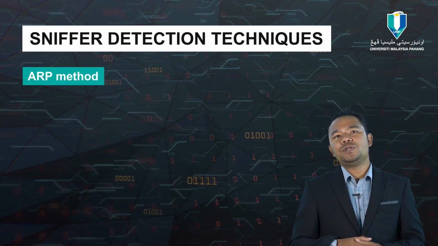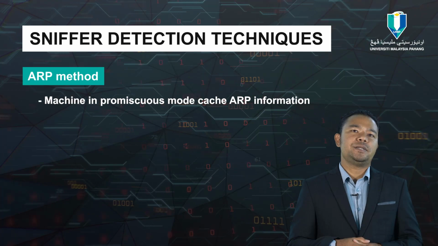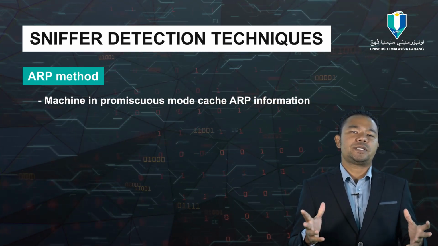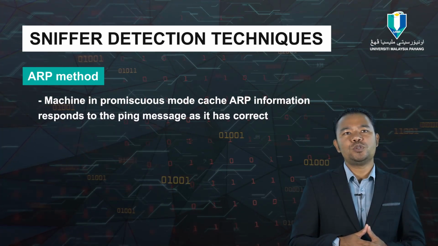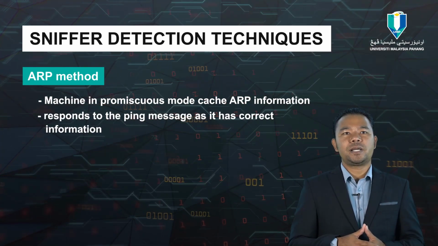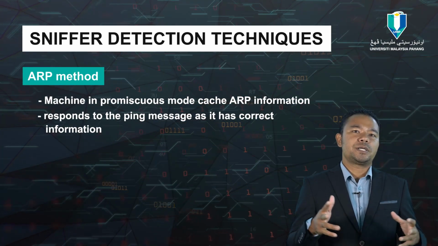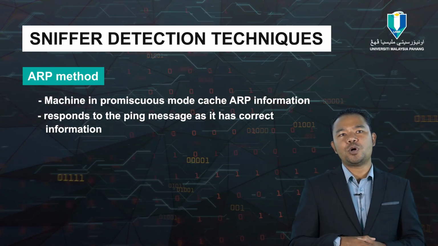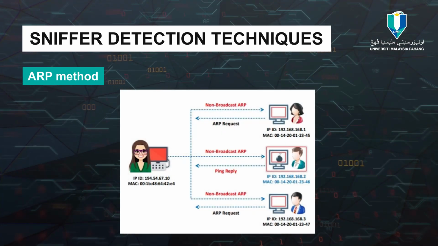Sniffer detection technique using the ARP method. Only a machine in promiscuous mode caches ARP information such as IP and MAC address mappings. A machine in promiscuous mode responds to the ping message as it has the correct information about the host sending the ping request in its cache. The rest of the machines will send an ARP probe to identify the source of the ping request. This is an example of the ARP method.